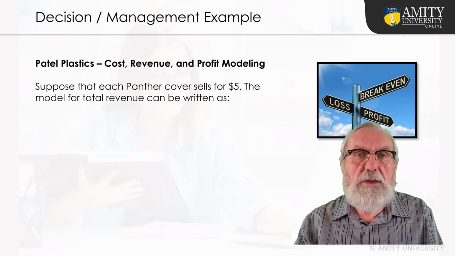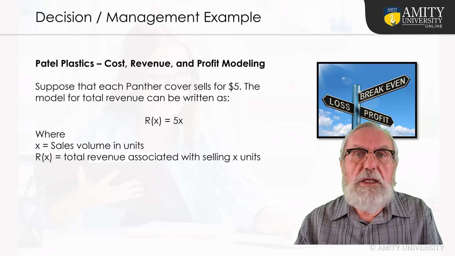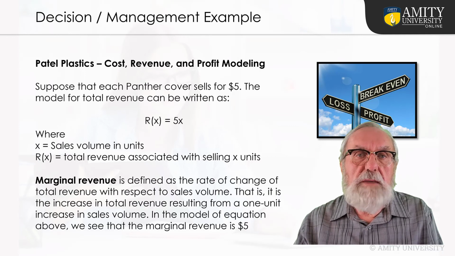Mattel Plastics marginal revenue analysis. Suppose that each Panther cover sells for $5. The model for total revenue can be written as R(x) = 5x, where x is the sales volume and R(x) is the total revenue associated with selling x units. Marginal revenue is defined as the rate of change of the total revenue with respect to sales volume. That is, the increase in total revenue resulting from a 1-unit increase in sales volume. In the model of the equation above, we see that the marginal revenue is $5.